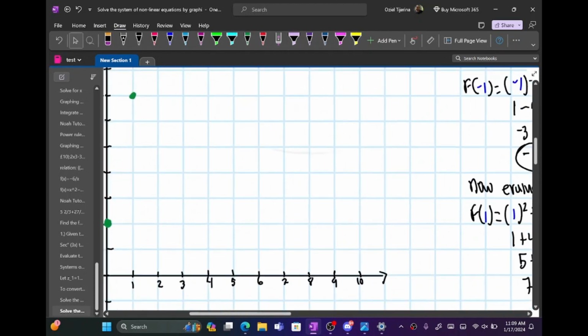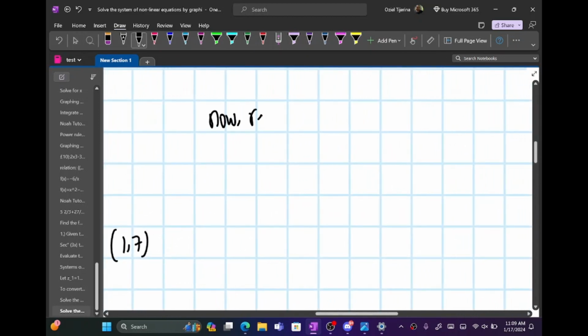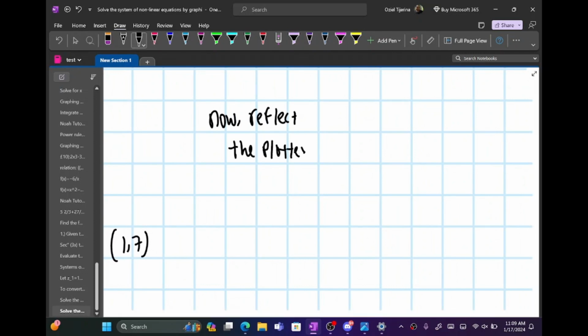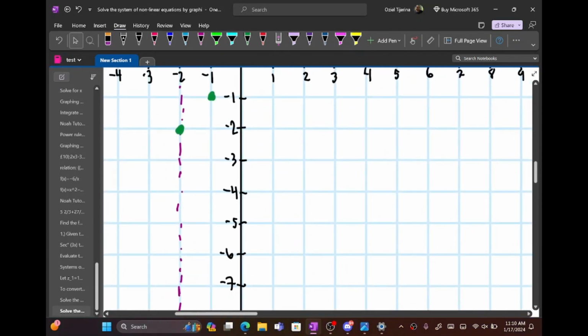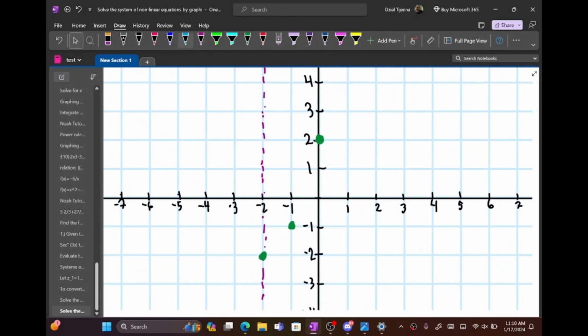Now you want to go ahead and reflect the plotted points about the axis of symmetry, or AOS, right? So we're going to go ahead and grab the points, and you want to be careful with reflecting.